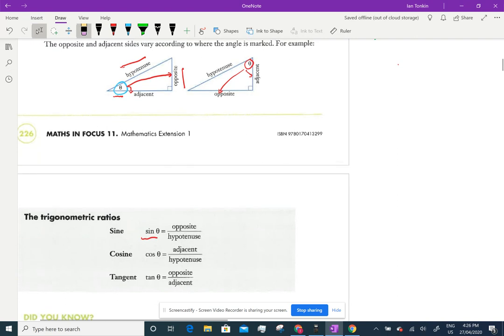So we're going to define sine in relation to this angle as opposite over hypotenuse. We're going to define cosine as adjacent over hypotenuse and tangent as opposite over adjacent. Now there are three other ratios. There is the hypotenuse over the opposite, which is just the reciprocal of sine. And we call that cosecant.